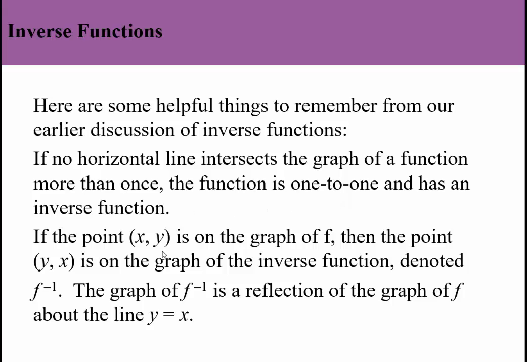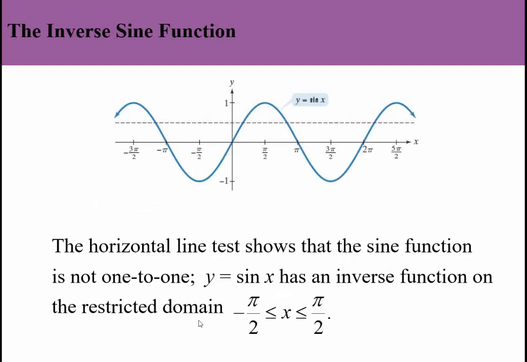All right, so if the point (x, y) is on the graph of the function f, then the point (y, x) is on the graph of the inverse function, denoted f minus 1 of x. The graph of the inverse function is the reflection of the graph of the function about the line y equals x. All right, so here's our basic sine function graph that we've been looking at over the last several videos.